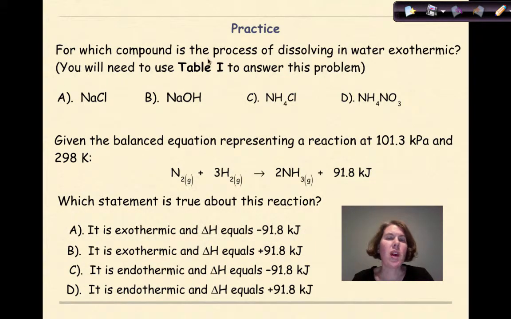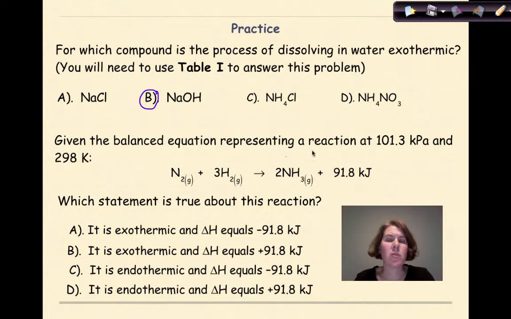Welcome back. For which compound is the process of dissolving in water exothermic? And again, you're going to need to use table I to answer this problem. So what you should have done is looked up the different values for each one of these and figured out what that value is. And if you picked sodium nitrate as the right answer, you were correct, because sodium nitrate has a negative delta H value, while NaCl, NH4Cl, and NH4NO3 all have positive values. Let's look at the next question.